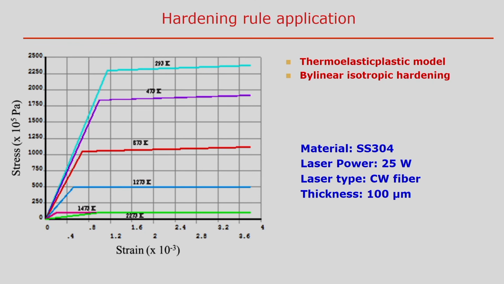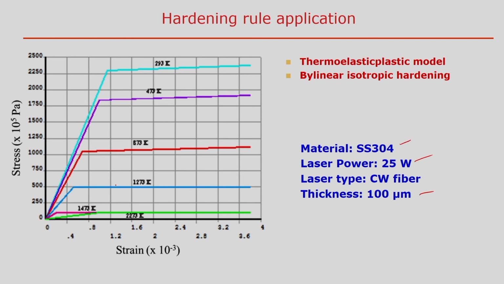In this case, we can see the thermoelastoplastic model, and it is a bilinear isotropic hardening if we consider this particular case. This is one simulation we have done in the case of stainless steel: laser power 25 watt, fiber laser, and thickness 100 micrometer. In that case, if we do the stress analysis, then we need to generate this kind of stress strain diagram, which is needed as an input to the model, because this model can be defined as a function of the temperature.